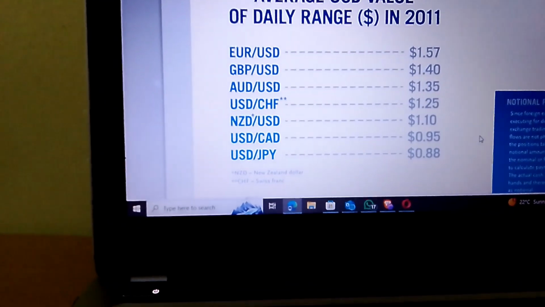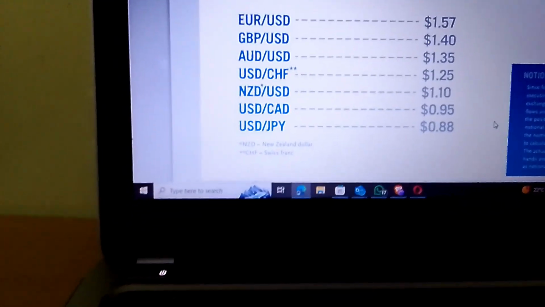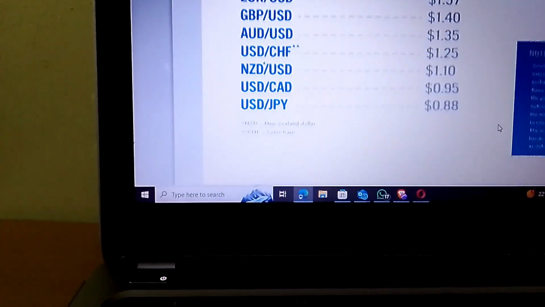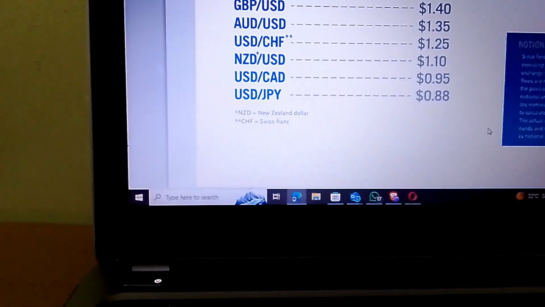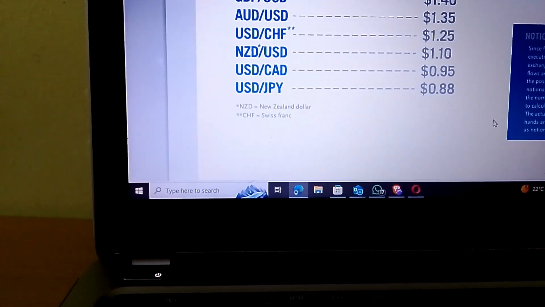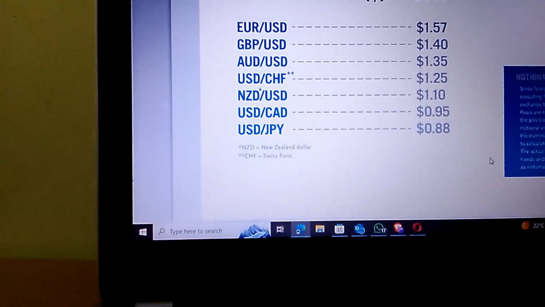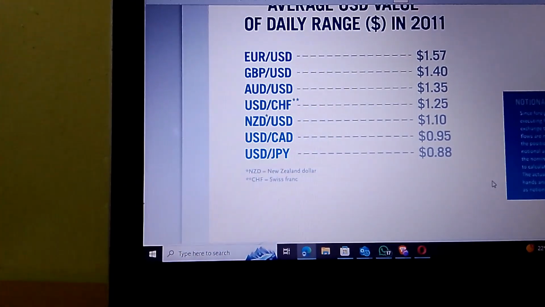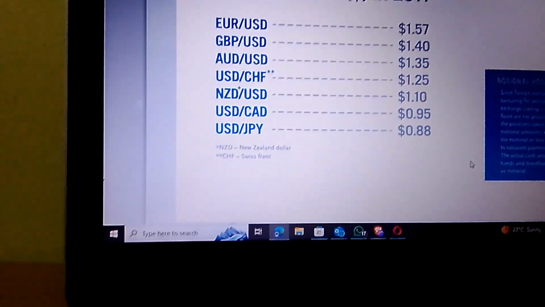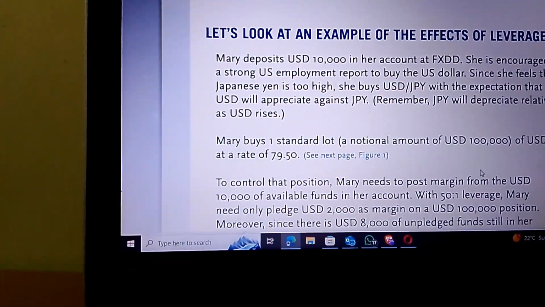Average USD value of daily range in 2011. That's a table which shows in 2011 how the values changed on average per day. So we can see the one which moved most greatly was the Euro USD at $1.57 a day, but that's not very big. Let's go on to the next part.